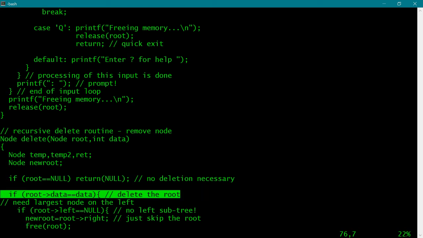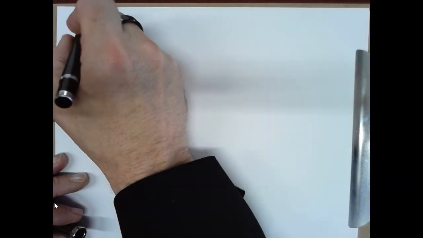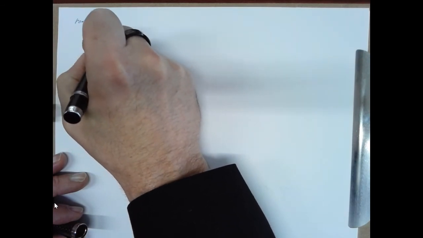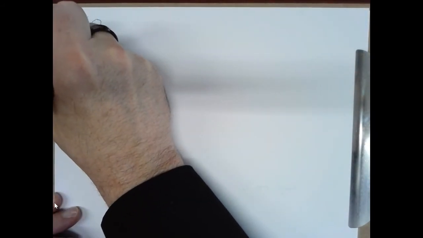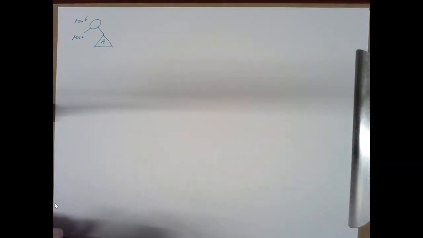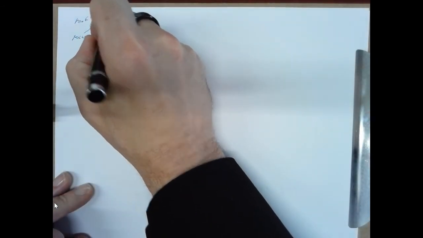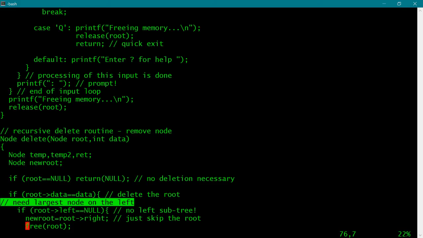Okay, so here's the guts of it. If root data is equal to data, so we want to delete the root of the current tree. So we need to find the largest node on the left. So we've got cases. So case 1, here's the root. We've got some stuff over here on the left. So this is a whole subtree, but over on the right. But on the left, we have null, nothing over there. Okay, in that case and that case alone, change the root to point to that stuff. That's how we delete the root, if there's no left subchild.